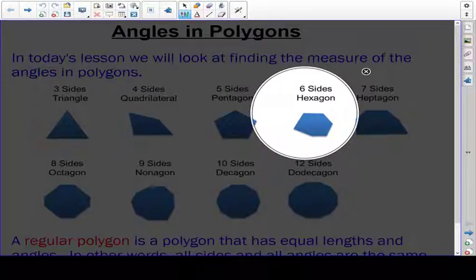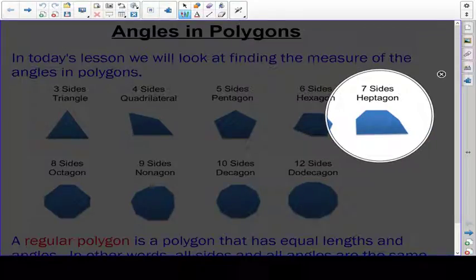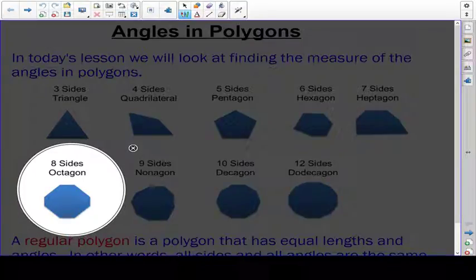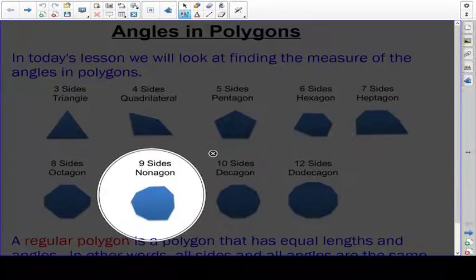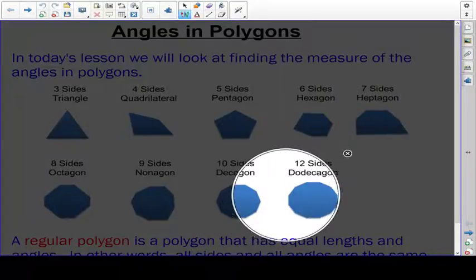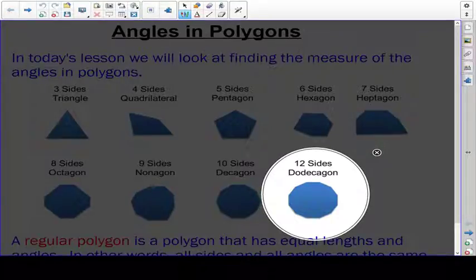A 6-sided polygon is a hexagon. With 7 sides, we use the title heptagon. The 8-sided polygon, most notably seen as a stop sign, is the octagon. The 9-sided polygon is called a nonagon. When a polygon has 10 sides, we call it a decagon. And for those of you who like a little bit of trivia, a 12-sided shape is called the dodecagon.